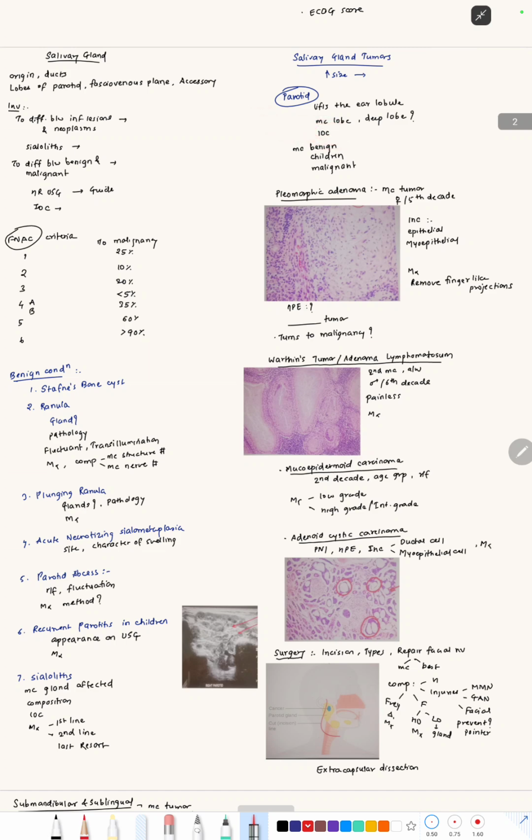The most common benign tumor is pleomorphic adenoma. Most common in children is going to be cavernous hemangioma, and most common malignant is mucoepidermoid carcinoma, followed by the second most common, that is adenoid cystic carcinoma. Now starting with the pleomorphic adenoma. Pleomorphic adenoma is the most common tumor overall, and it is more commonly found in females around the fifth decade.